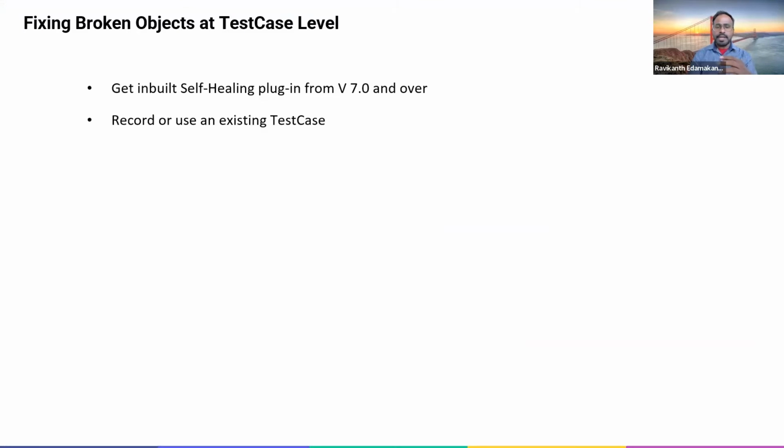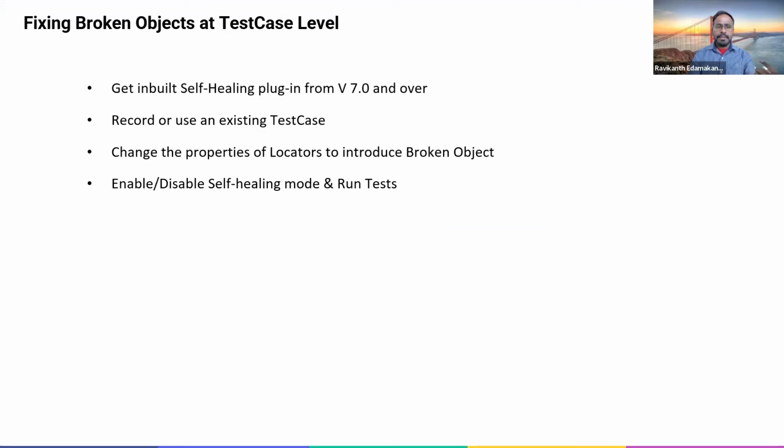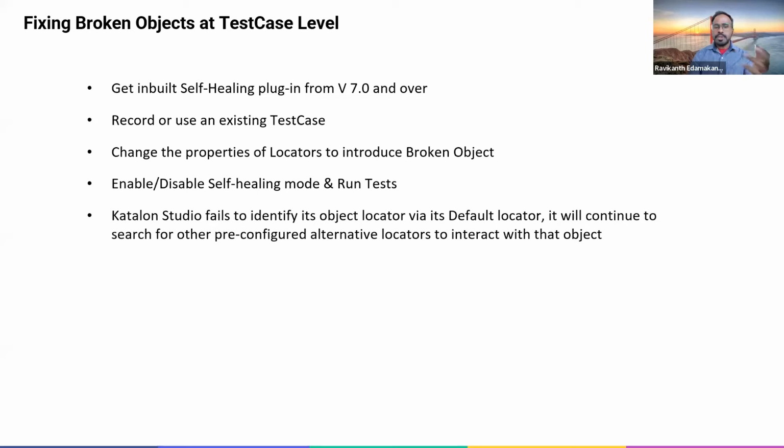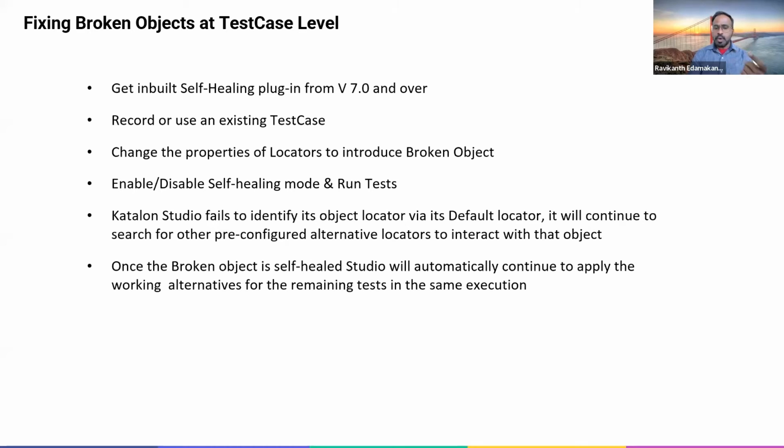At the test case level, we already recorded one test case. We changed the properties of the locator by introducing a broken object, right? And then we enabled our self-healing mode and we ran this test, right? Katalon Studio, whenever it fails to identify the locator via its default locator, continues to search for our pre-configured alternative locators. That's what we saw just now, right? And once the broken object is self-healed, Studio will continue to apply working alternative locators in the remaining tests. I'm going to show you that in the next slide.